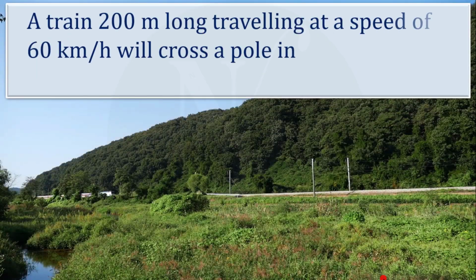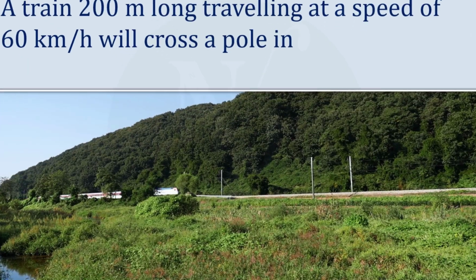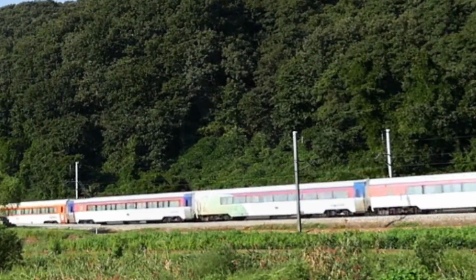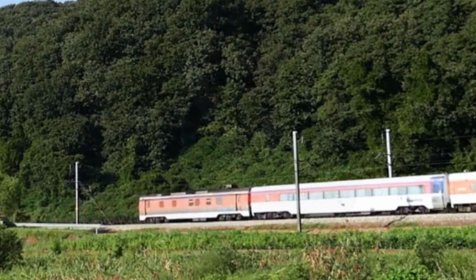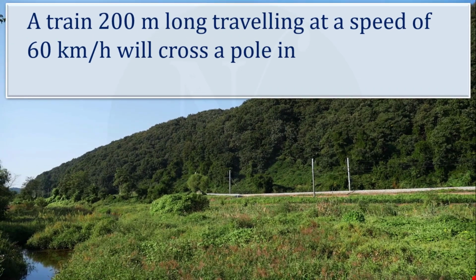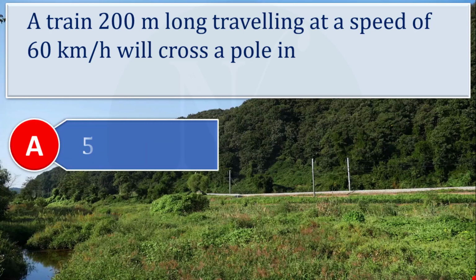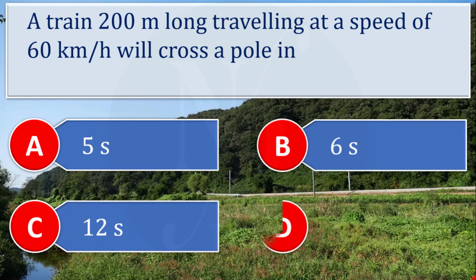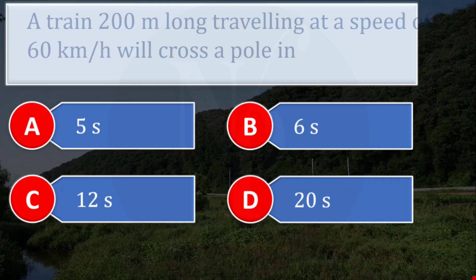Question number 9. A train 200 meters long traveling at a speed of 60 km per hour will cross a pole in 5 seconds, 6 seconds, 12 seconds, 20 seconds.